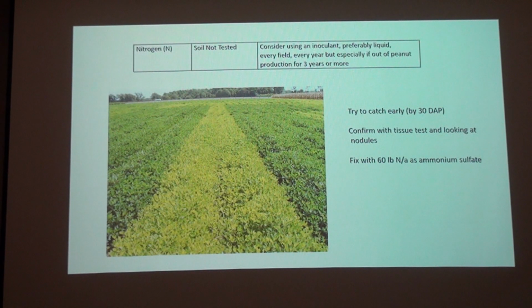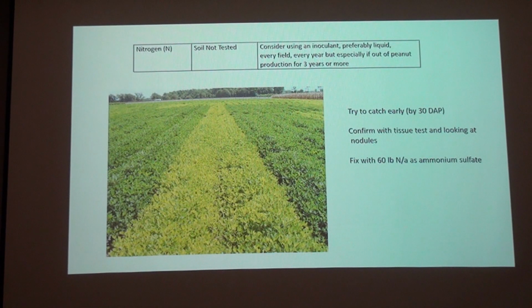And this is a field, I borrowed this slide from Scott Tubbs. He has to actively go out to find areas that haven't had any peanuts on them in a while to get these kind of responses. But you can see you can have nitrogen problems if you don't inoculate or it doesn't nodulate well. The good news, if you catch it early, you can fix it with only about 60 pounds of nitrogen per acre. A lot of people say that doesn't sound like enough.